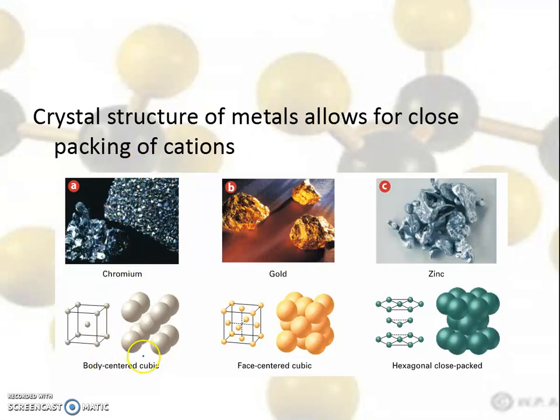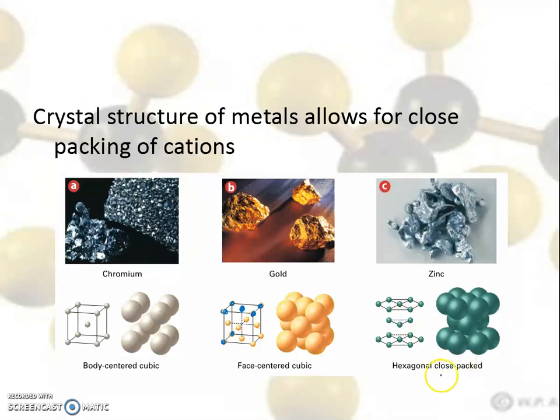Now you have a couple different ways that these metals can be structured. You have your body-centered cubic, which makes a cube, with the one in the middle. Then you have your face-centered cubic, which means that instead of having the one in the middle, you now have them on the face of the cube. So it's still a cube, but let me say that again. You have your cations forming cubes, but then you also have them on the face of each cube side.